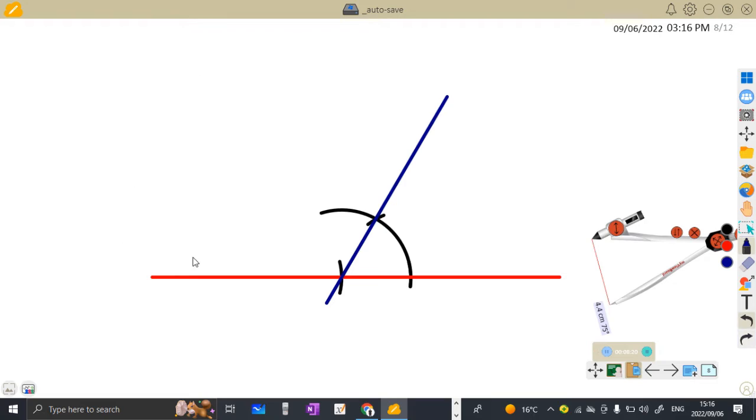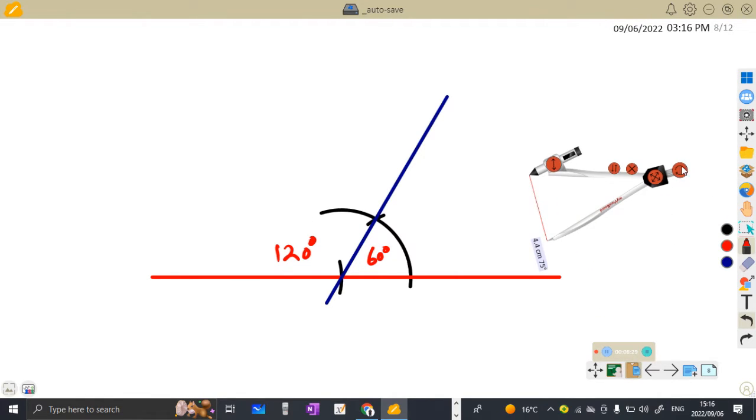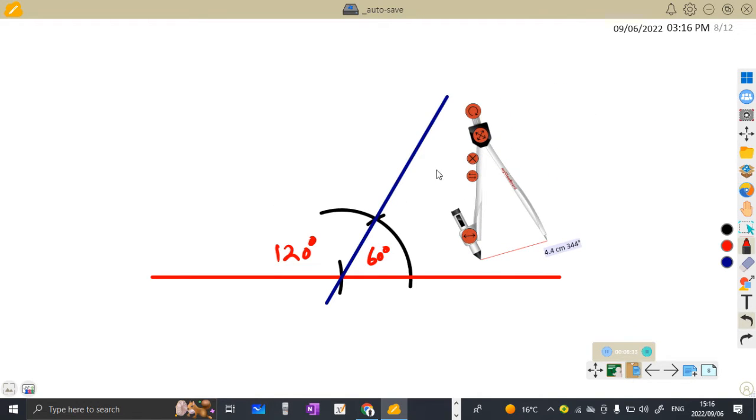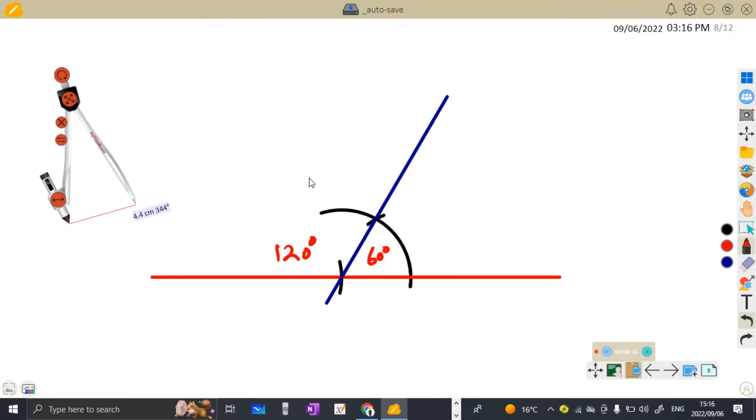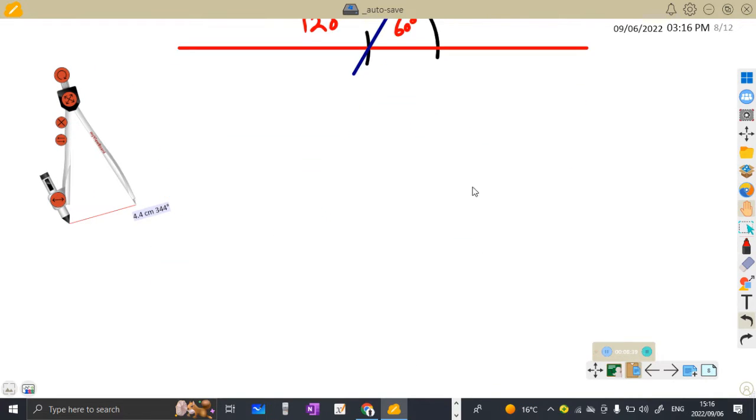Okay, so that's what you're going to have. So you have constructed an angle of 60 degrees. So by constructing 60 degrees, we are constructing 120 degrees. Okay, so what I want you to do is to do the same thing. Construct your 60 degrees, this time on the left hand side. So what are you going to do if you want to make it on the left hand side? It's just one and the same thing.